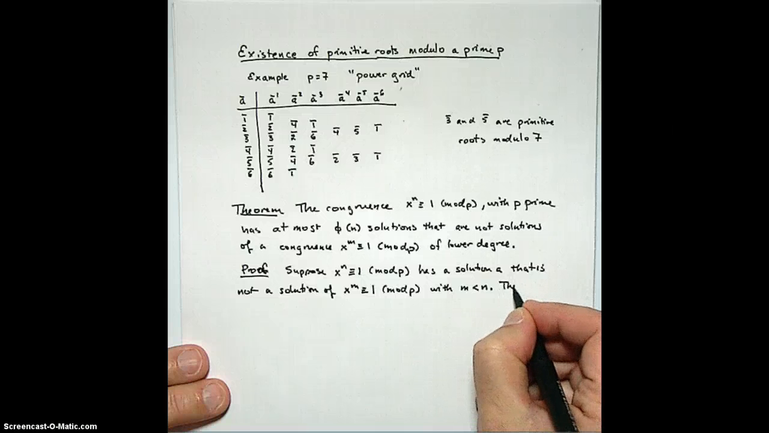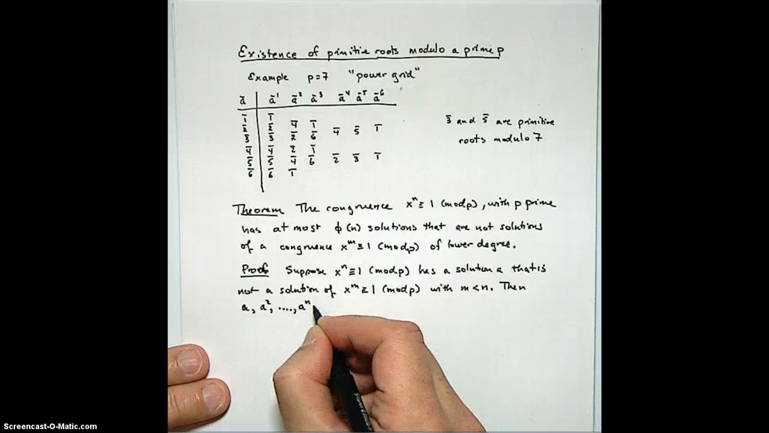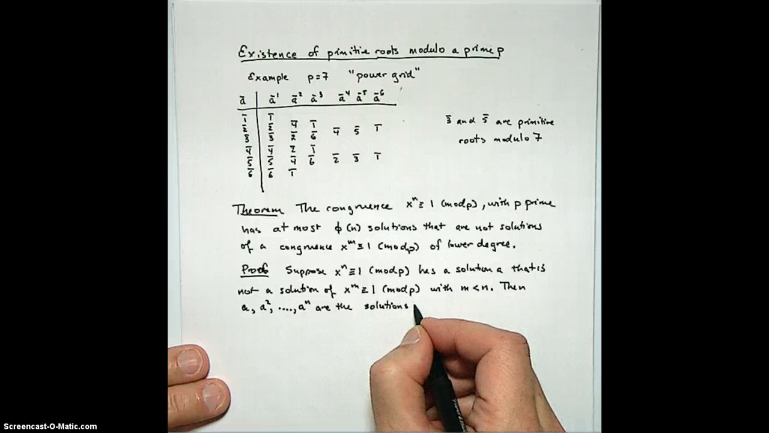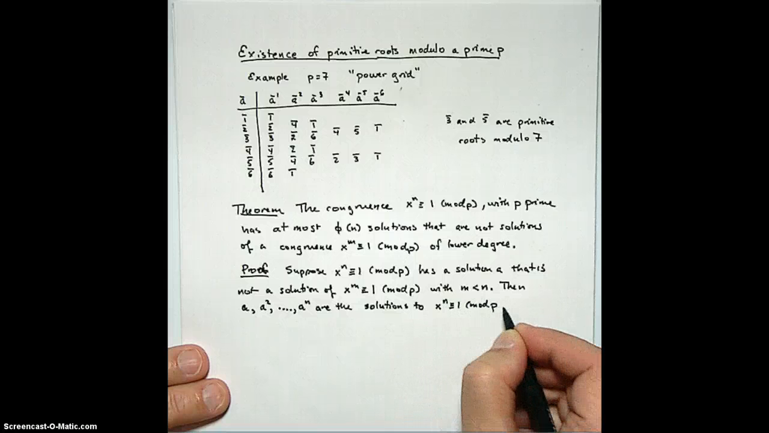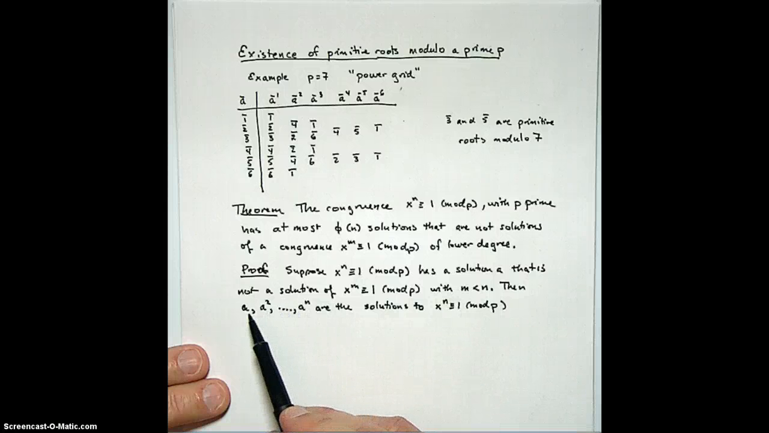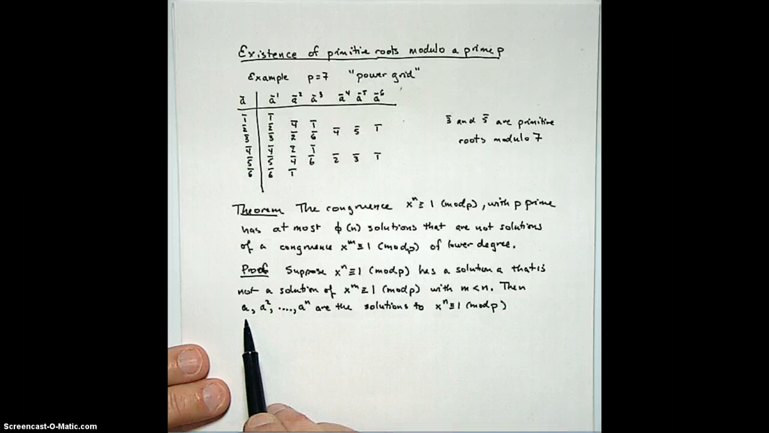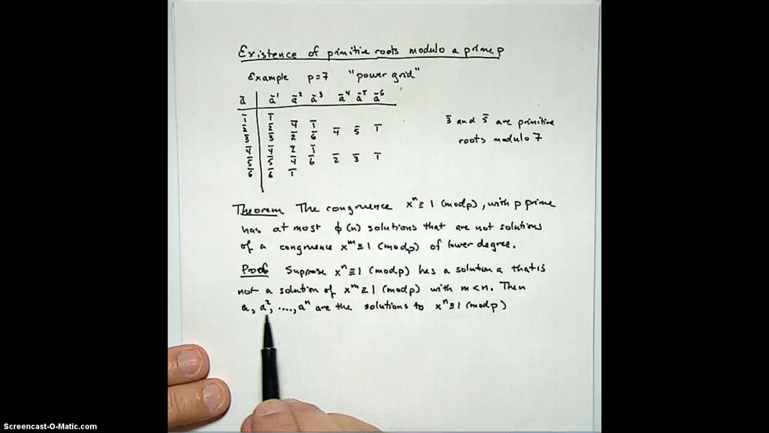Right? Then a squared all the way up to a to the n are the solutions to x to the n congruent to 1 mod p. So since a satisfies x to the n congruent to 1 mod p, then all the powers of a are going to satisfy this. And these are all distinct, and so we know by Lagrange's theorem that there are at most n solutions to this, so these are what the solutions are.